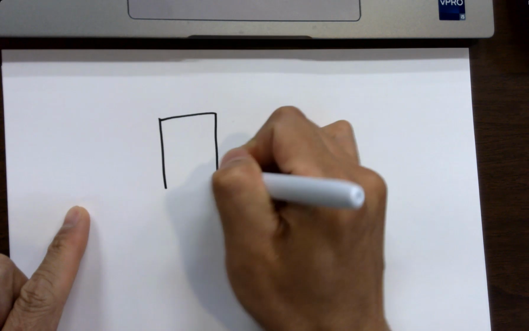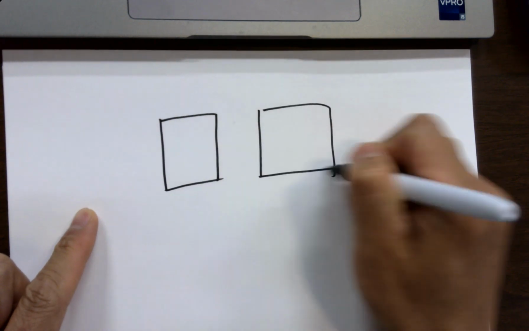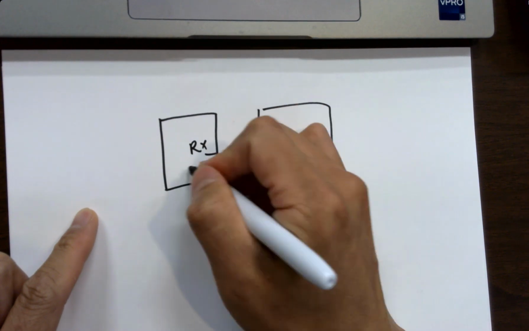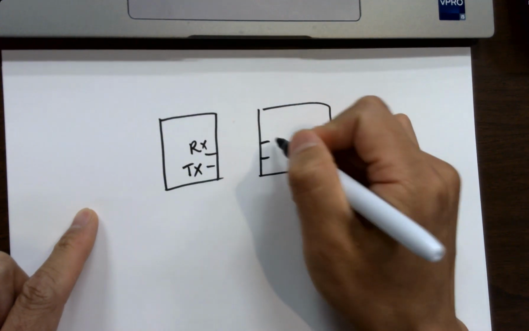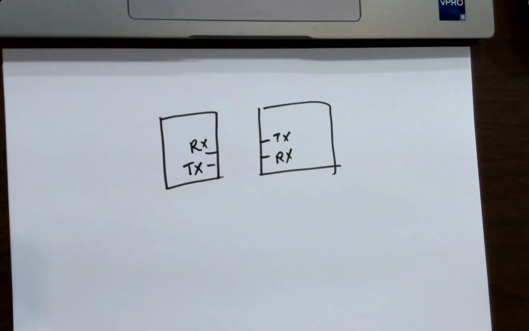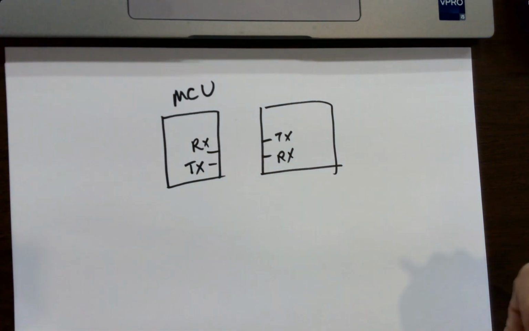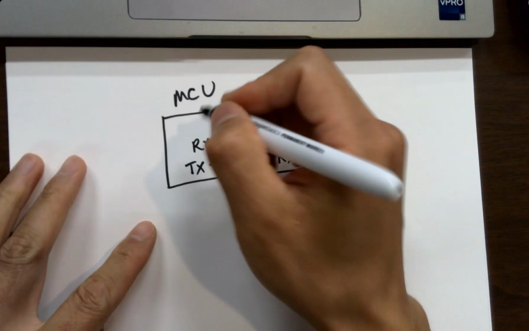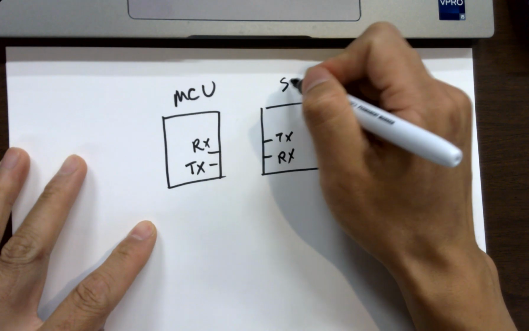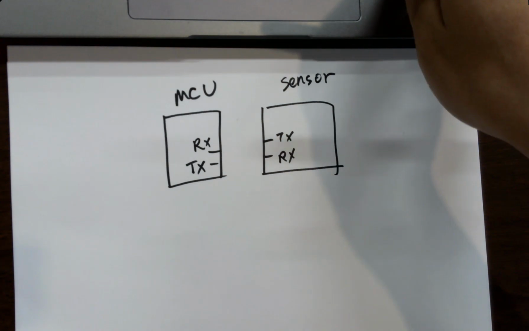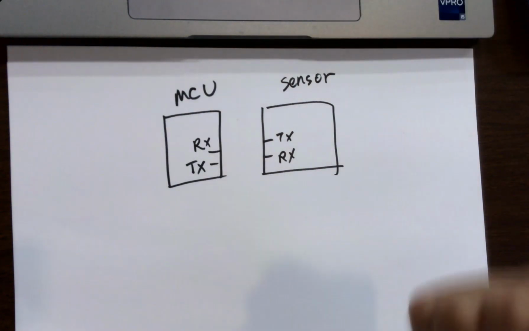I'm just drawing the ports, okay? You have two devices. RX is the receiver, TX is the transmitter. It's basically just two digital devices. It could be a sensor, it could be an MCU. It doesn't have to be PICs, right? It can be Arduinos, can be STMs. So MCU or another device, let's just call it sensor. And if there's nothing to do with the laptop, we can still do UART communication.